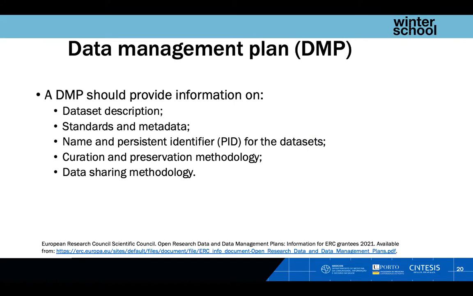This DMP should provide information not only on the general description of the data set, but also on which kind of standard and what kind of metadata, the additional information about labeling of the variables, is going to be provided. Also, these data sets are published and have an identifier similar to the DOI of articles. So when we publish a data set, it's also a citable item.